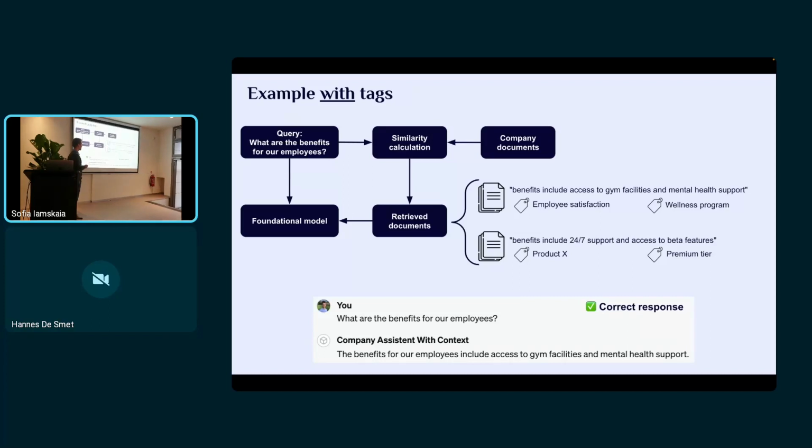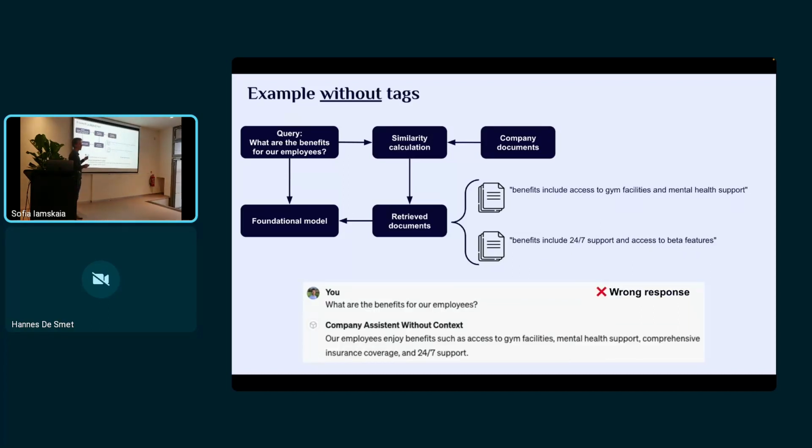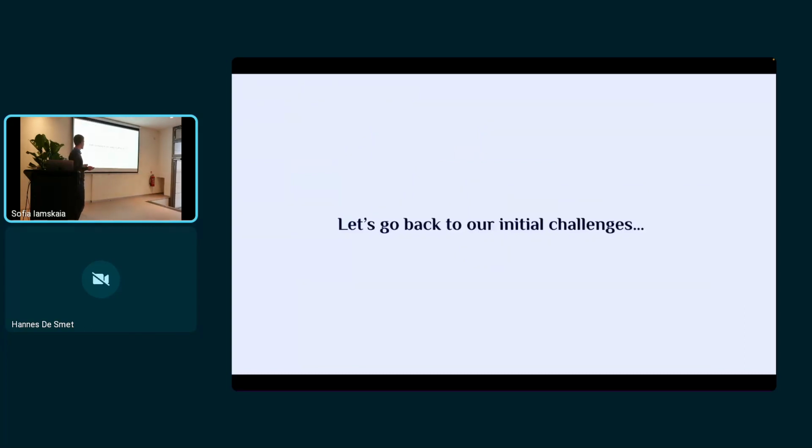Then I tried exactly the same, but just without the metadata tags. And if you do this, then you see that you get the wrong answer. Now it specifies the benefits include all the 4 items, which is wrong because the foundational model is missing the context of our company documents. So what I want to show with this is that we can really leverage metadata and pass it on to the foundational model to improve its understanding.